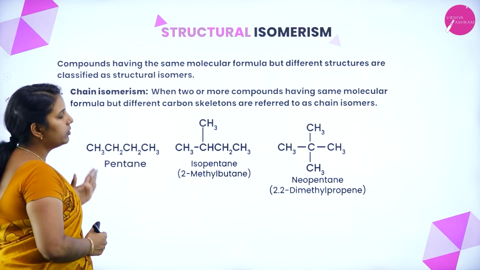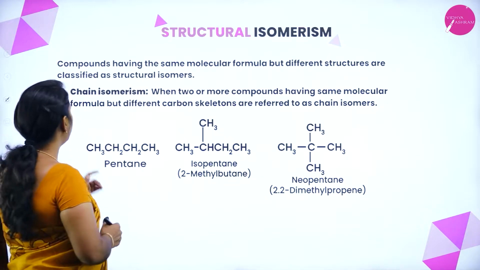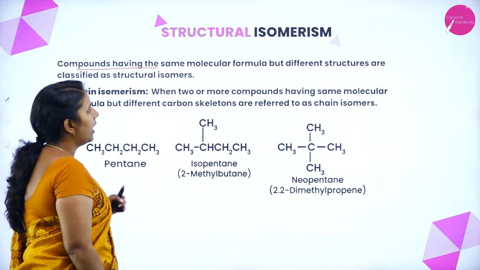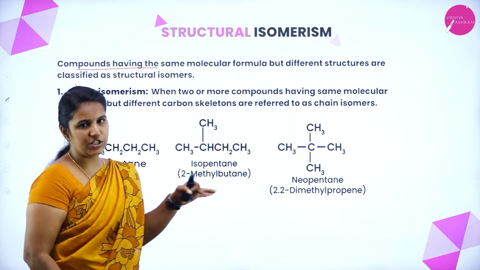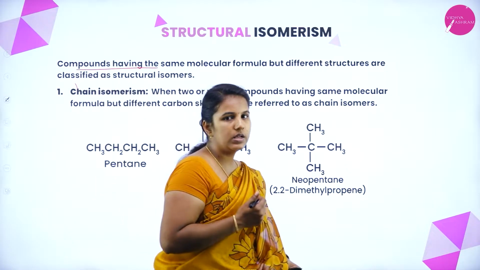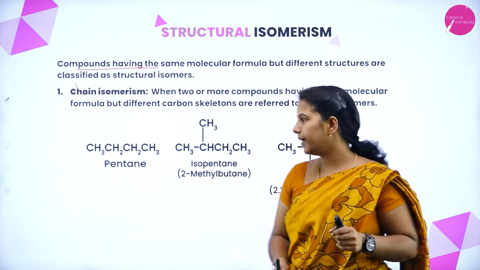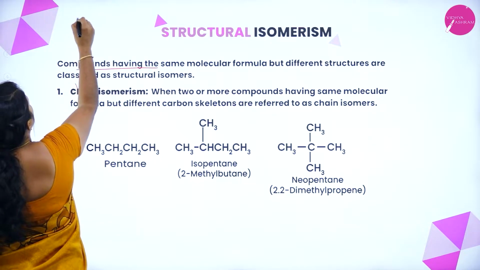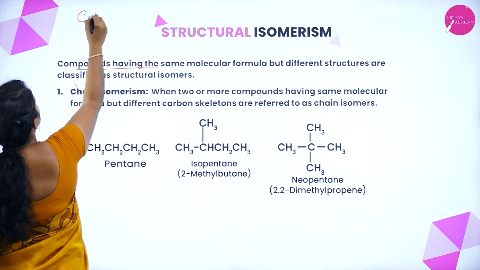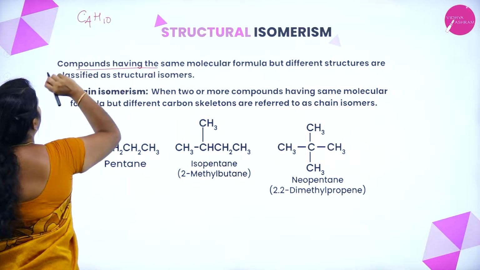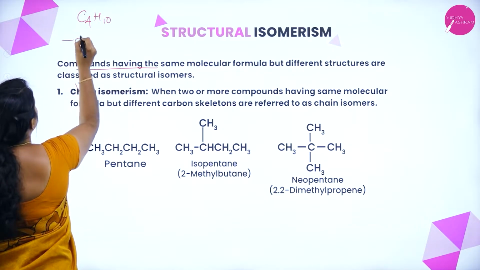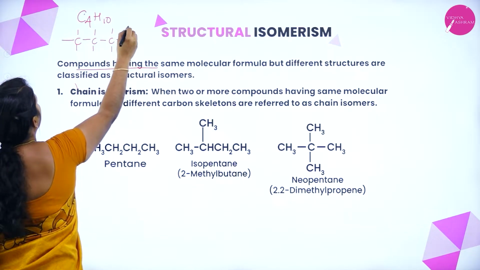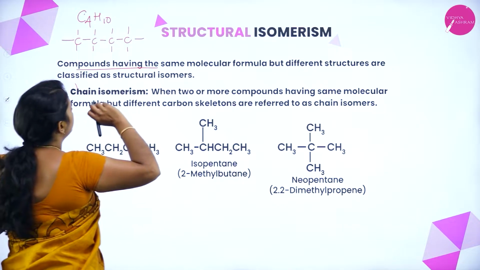When I am talking about structural isomerism, remember the compounds which have the same molecular formula but differ in their structures. Those isomers we call as what? Structural isomers. For this, I can take an example of C4H10. So it is butane. Okay, I'll write the structure now. There will be 4 carbon atoms attached to 10 hydrogen atoms.